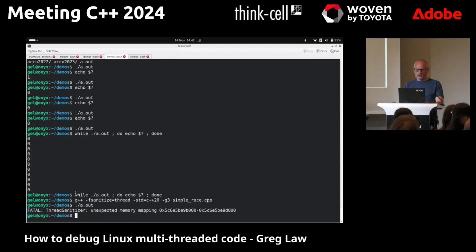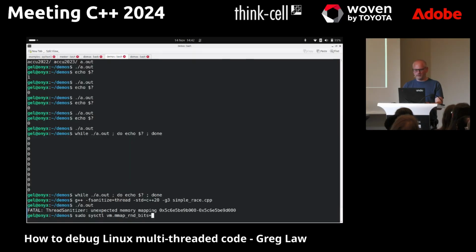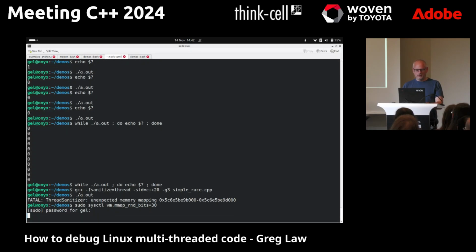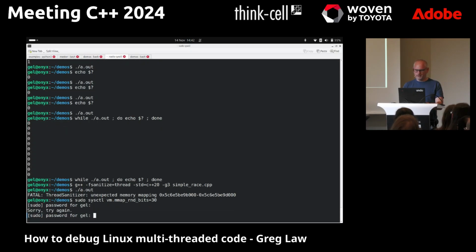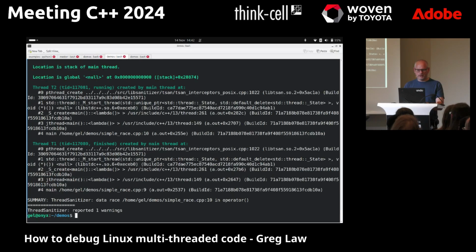So we're going to go sysctl vm.mmap... Does that tab complete? Look at that, that does tab. That's quite cool. mmap_rnd_bits equals 30, and now, whoops. Never type your password while being watched, it's impossible. Okay, now it runs. So now I've got the output I would expect.